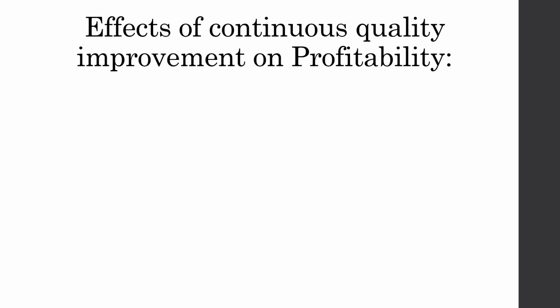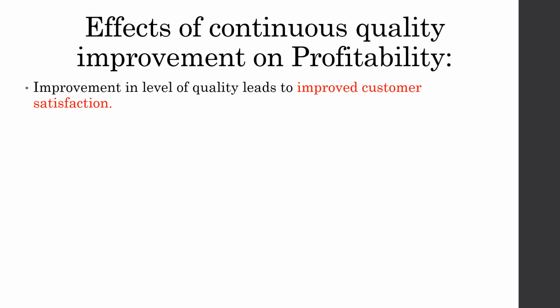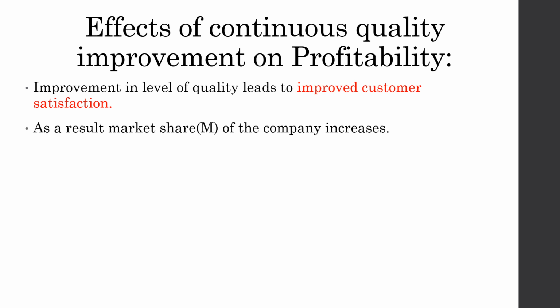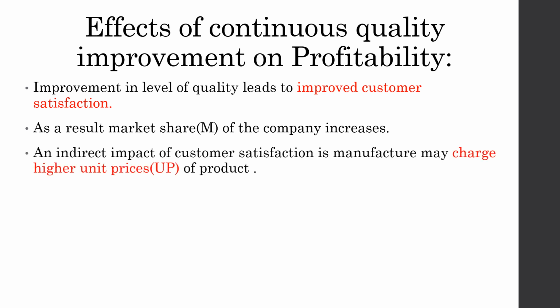Now, what are the effects of continuous quality improvement? Improving the quality leads to improved customer satisfaction. Also, the market share of the company increases. This would indirectly mean that the manufacturer can charge a higher unit price of the product. Now consider you are an industry and you want maximum profit, and we can assume that the profitability function is the product of market share and the difference between unit price and unit cost of the product.